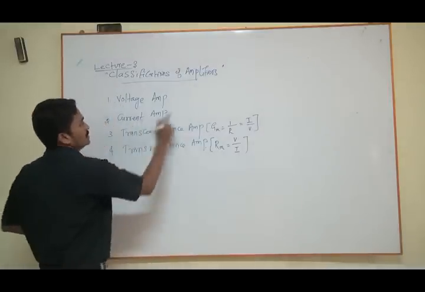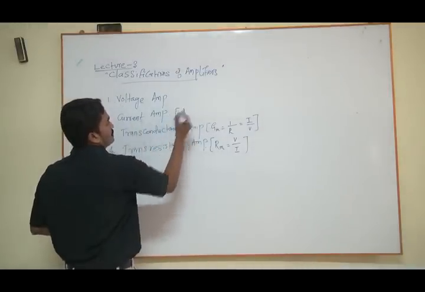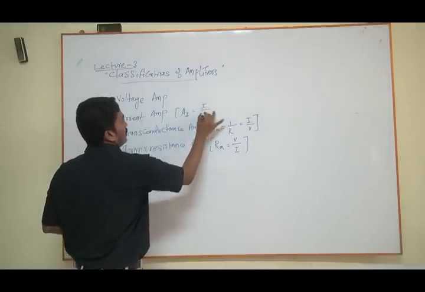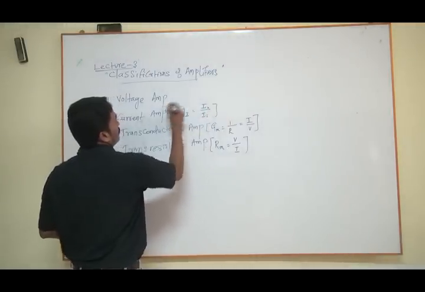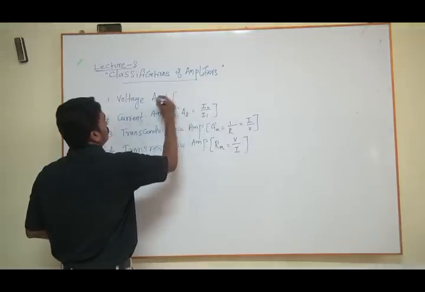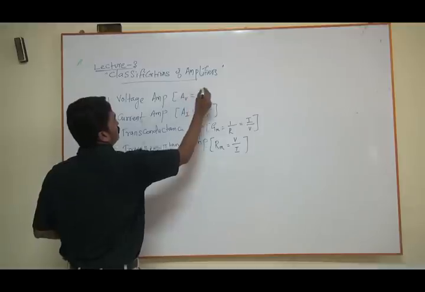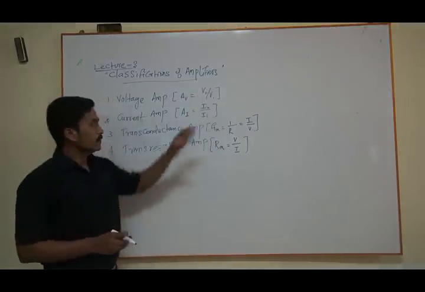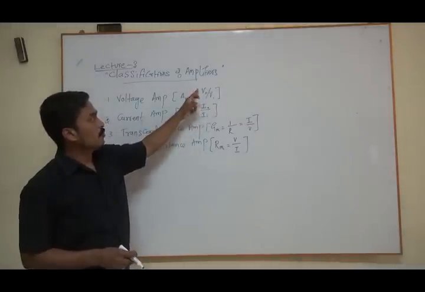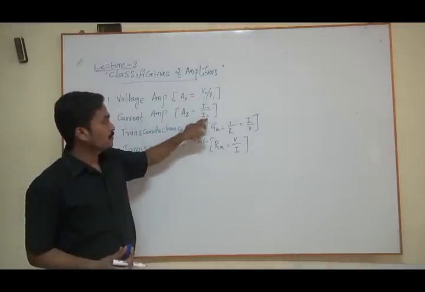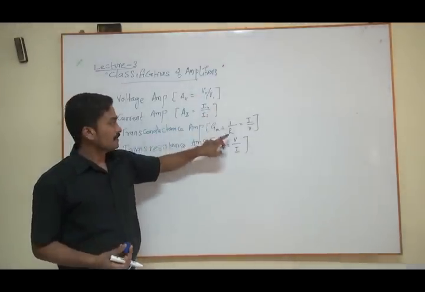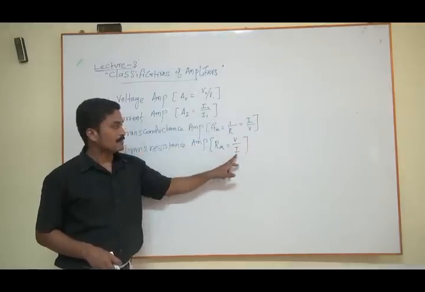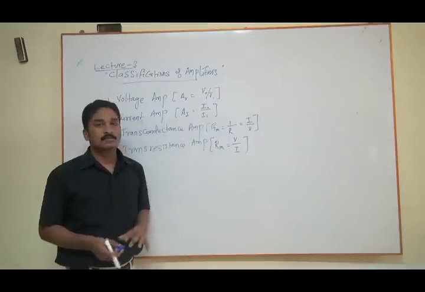And likewise, for a current amplifier, for example, AI is equal to output current divided by input current, and for voltage amplifier, AV is equal to output voltage by input voltage. Right? With respect to input voltage, your output voltage is varying. With respect to input current, your output current is varying. With respect to input voltage, your output current varies. And with respect to input current, your output voltage varies.